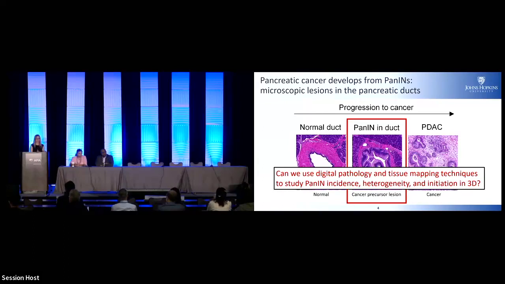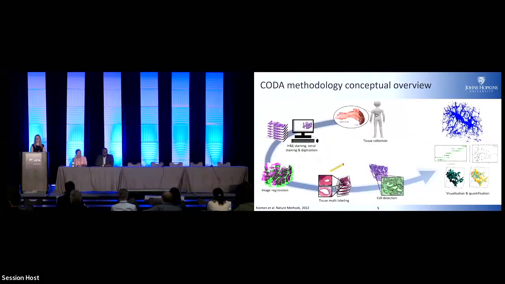Because PanIN is so small, it can't be seen easily in CT and EUS, so it's typically studied incidentally when it's found in the healthy adjacent tissues of a Whipple. So how do we study the anatomy, the incidence, and the omics qualities of PanIN? We had to develop a new technology. At Johns Hopkins, we've been developing CODA, which uses deeply sectioned histological slides to study tissues quantitatively. I'm going to quickly go over the methods of CODA and then show some examples of how we've used it to study PanIN.